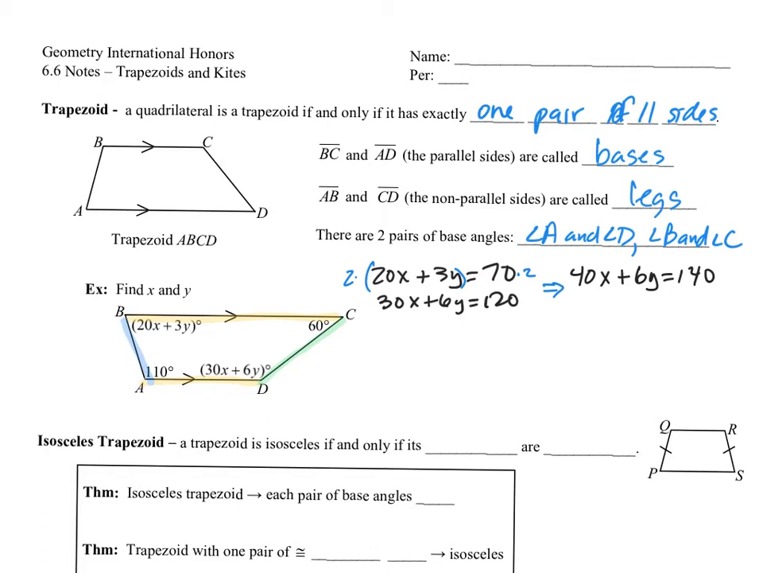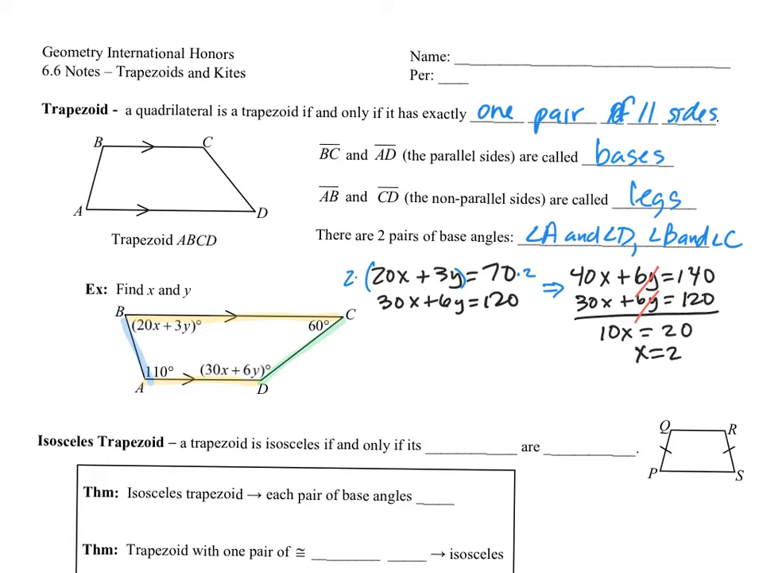And then the second equation, we just repeat that one, 30x plus 6y equals 120. So now I can subtract the two equations, and when I do, the y's are going to drop out, and I would get, let's see, 40x minus 30x is 10x. 10x is equal to 140 minus 120, which is 20. So x is equal to 2.